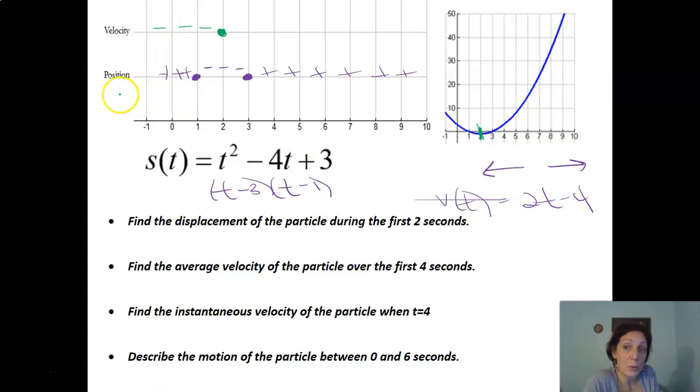And again, if you're not really sure which signs to put here, just plug a number in. If I plug a 1 into velocity, I get 2 times 1 is 2 minus 4, or negative 2. Any number back here will tell you what sign to go to. On the other side of 2, I can see in my graph that I'm going to have positive slopes, but I can put any number in. Let's put a 3 in. You get 6 minus 4, or positive 2. So on this side, my velocity is positive.